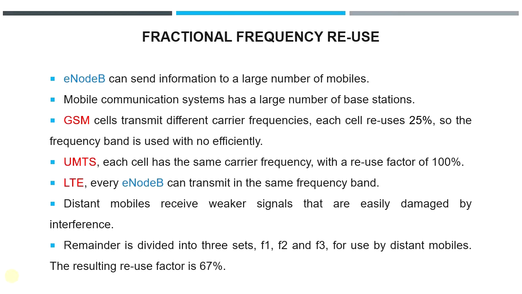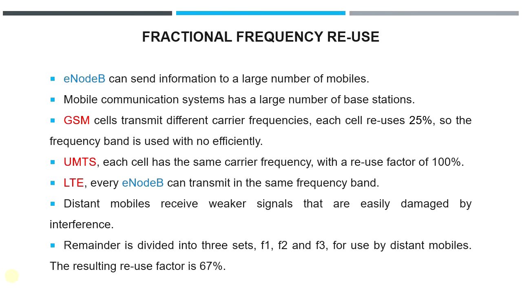Previous systems used two different techniques. For example, in GSM, nearby cells transmit using different carrier frequencies. Typically, each cell might use a quarter of the total bandwidth, with a reuse factor of 25%. This technique reduces the interference between nearby cells, but it means that the frequency band is used with no efficiency.